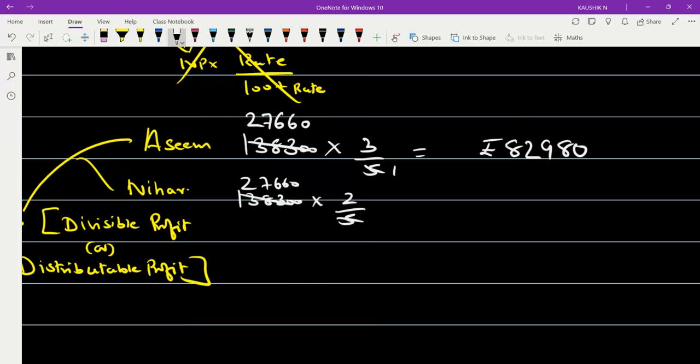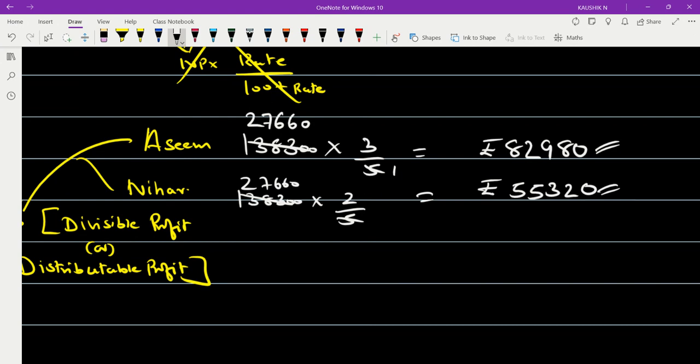Is it clear? Then for this partner, how much will it be? Into 2. So 200, 6 twos are 12, 1 carryover, 6 twos are 12 plus 1, 13, 1 carryover, 7 twos are 14 plus 1, 15, 1 carryover, 2 twos are 4 plus 1, 5. Is it clear to you? So this is the profit that will go to the respective partners. Any doubt?